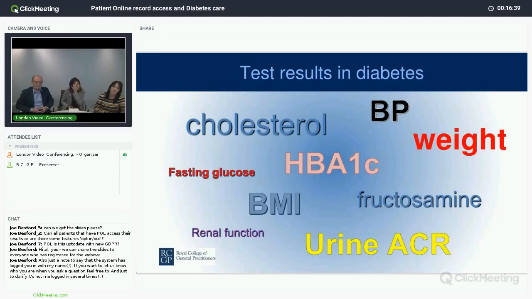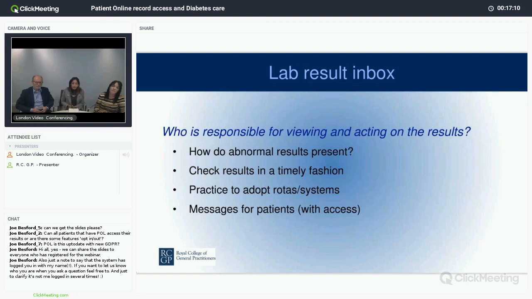So I'm now going to move on to how having access to a patient's test results can help improve their diabetic control and their self-management. So the types of results that a diabetic patient will commonly have access to are the following. It's all very common information that I'm sure you're all very aware of. But who ultimately is responsible for viewing and acting on these results?